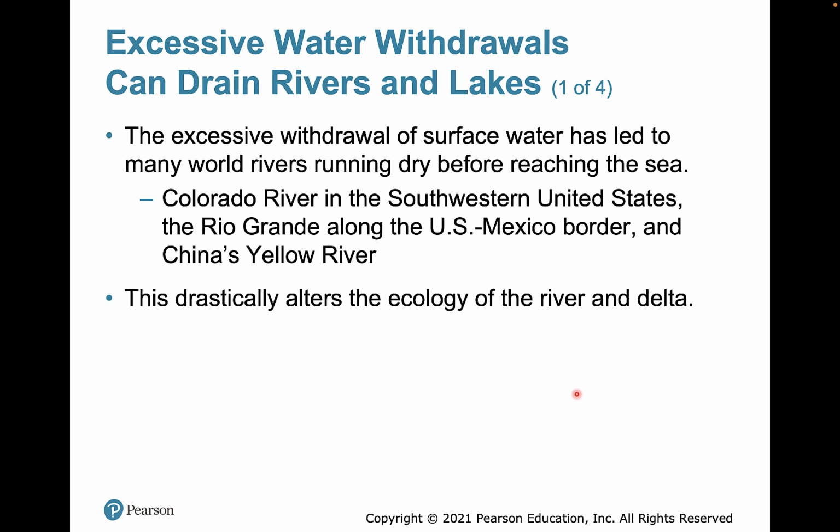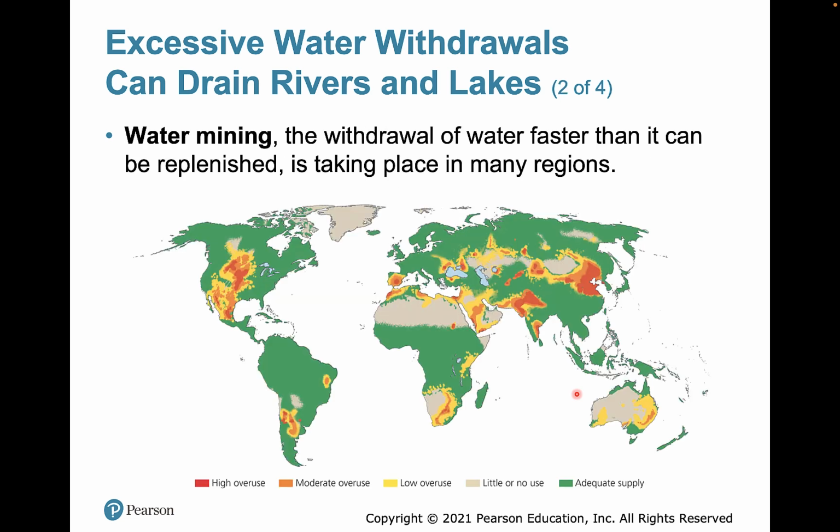We have altered the Colorado River to the point where it does not reach the Gulf of California. It dries up before it gets there. We've put so much demand on it. So then that changes the ecosystem of the river and the delta south of the dry point.